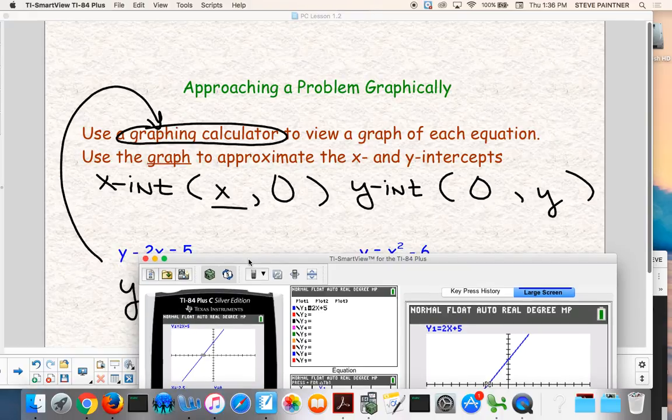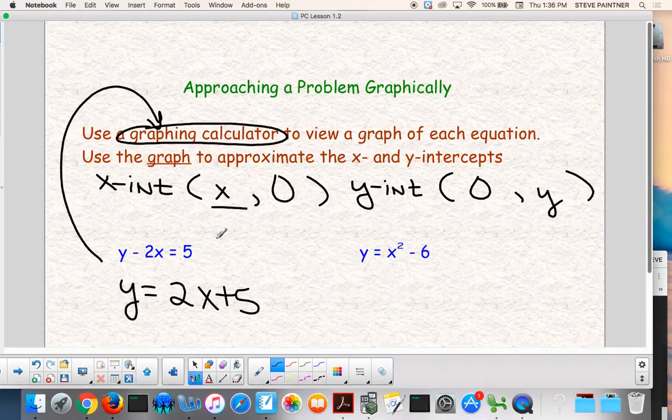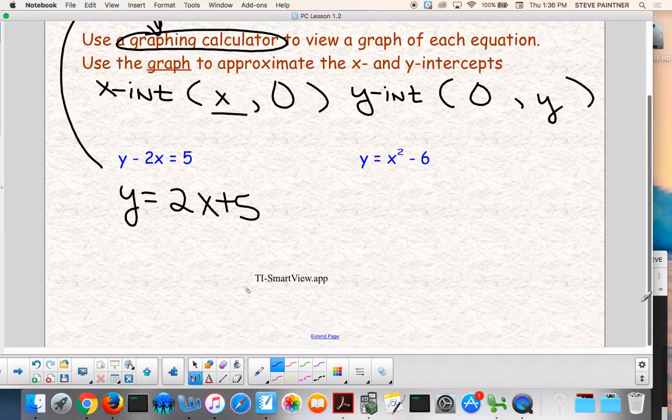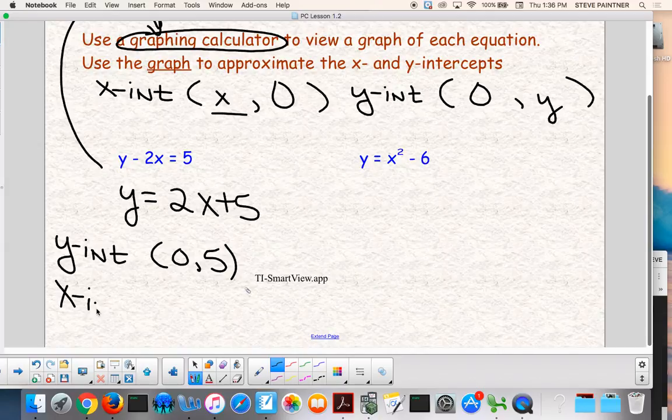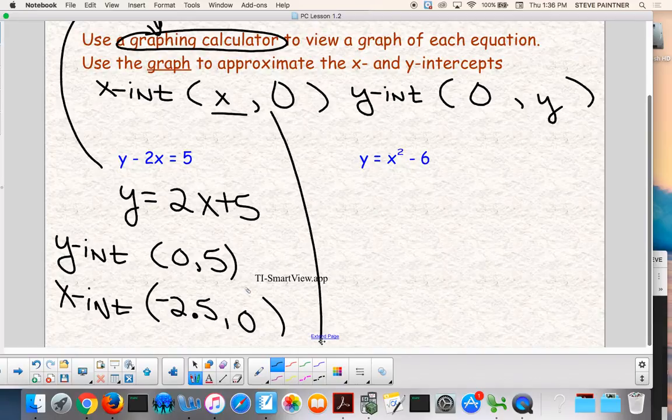So fill it in. What are the answers for this one? This one, it would be what? Y-intercept was what? 0, 5. X-intercept was what? Negative 2.50. There you go. Got it. Graphically, it's kind of cool because if this thing graphs it for us, we can pretty much get it. Okay?